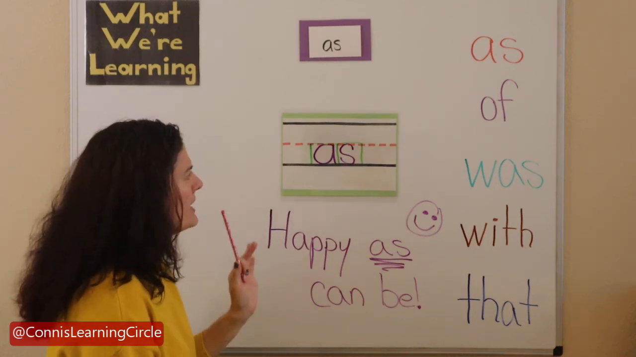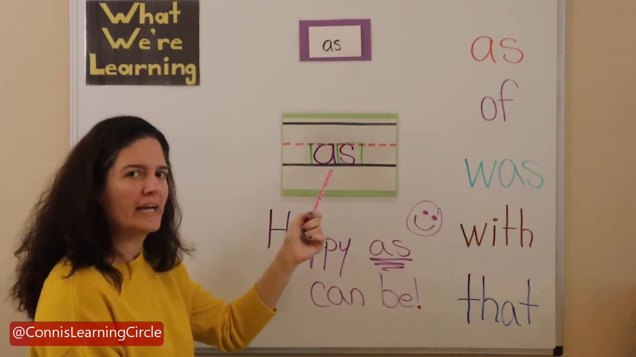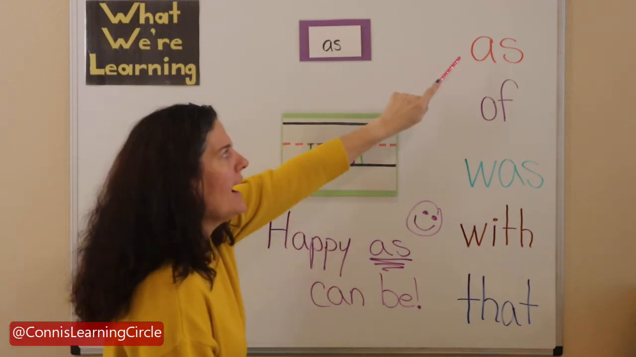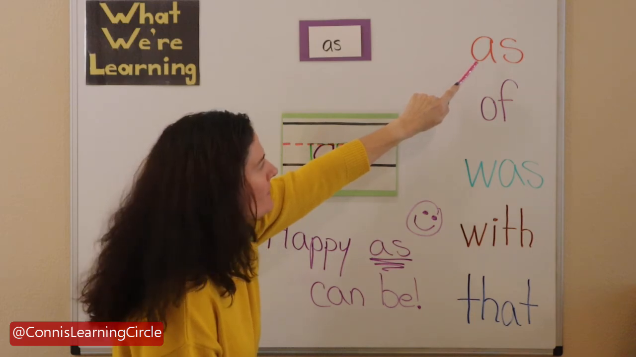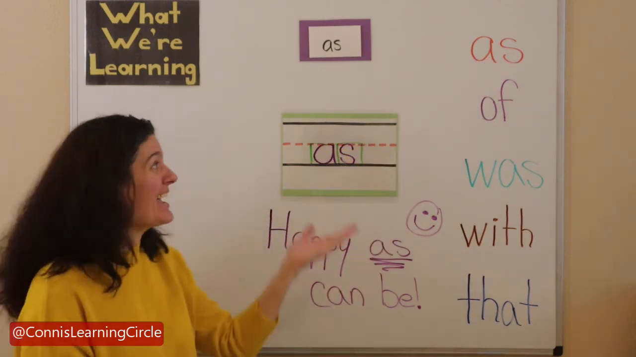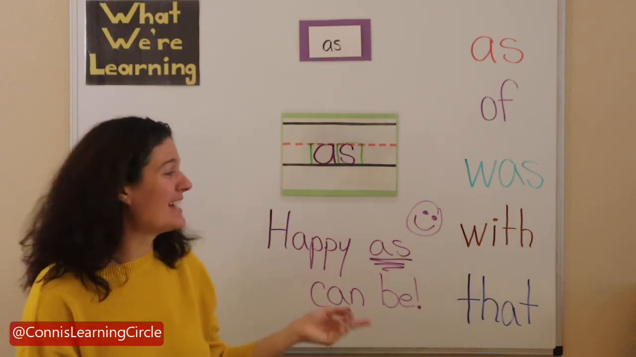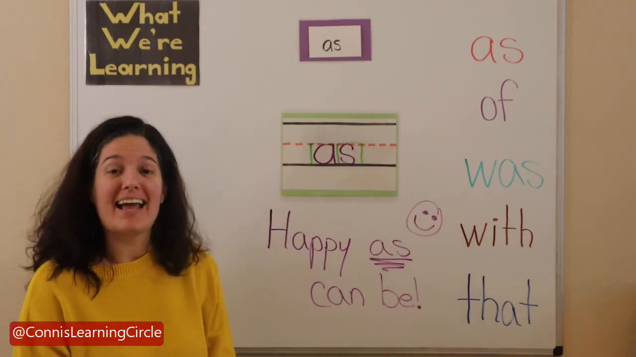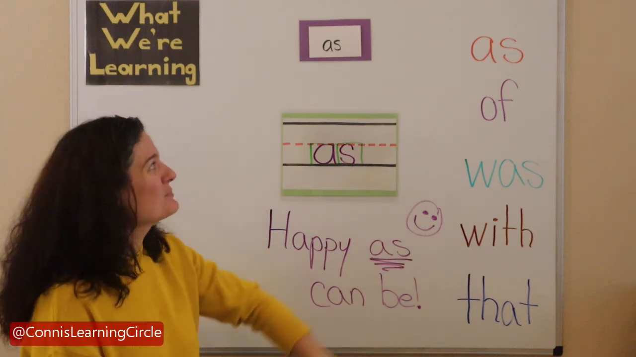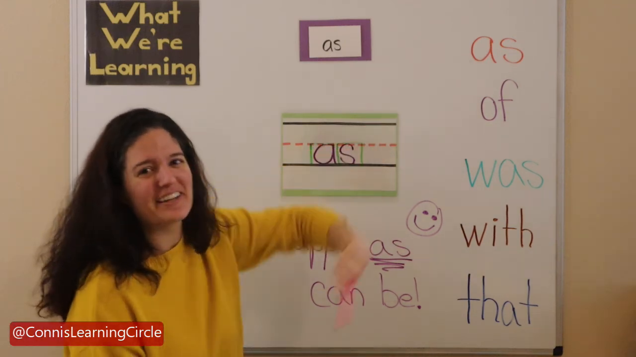Really good. All right, now we spell our word as A-S. How is this word spelled up here? A-S. Hey, it has the right number of letters. It's the right shape of word. It's the right letters. And guess what that means? That means we found our word as over here.